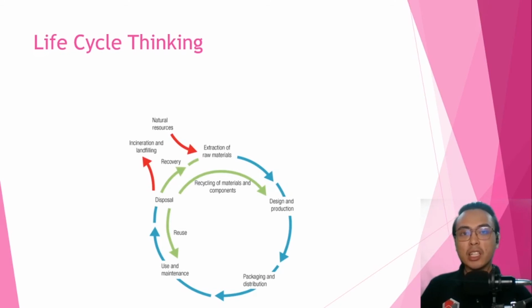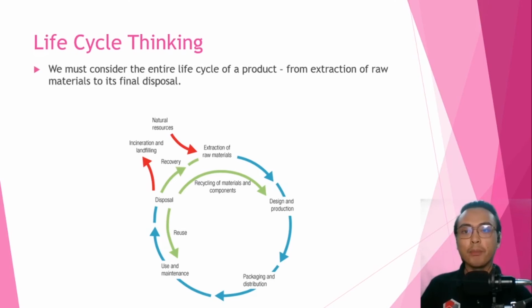Life cycle thinking is centered around the idea that our resources are finite, so we need to find ways on how we could continuously use those resources. We must consider the entire life cycle of a product from extraction of raw materials to its final disposal. So when you advance to the course industrial waste management, we will go back to this life cycle thinking and we will be performing life cycle analysis.